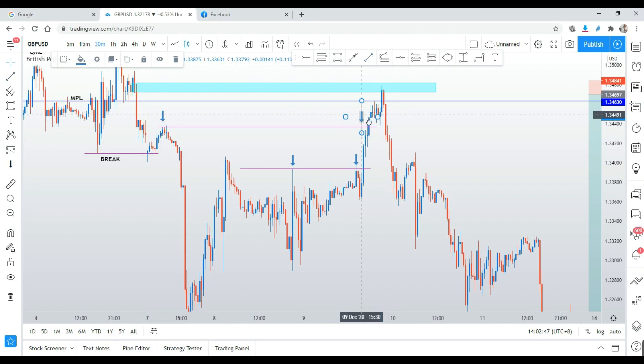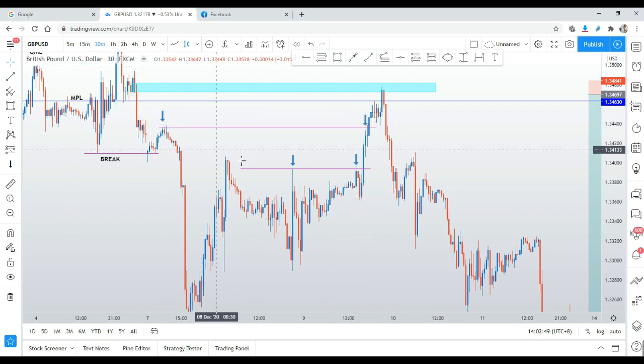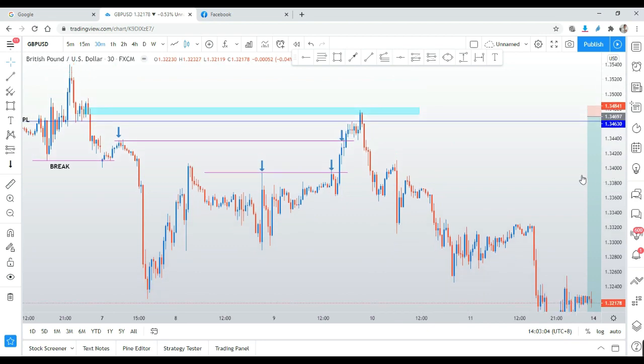So look at what I have labeled here. There is a lot of fake out, which means the big banks or the big players have gathered a lot of liquidity before the price goes back up here. So this is all I can share with you guys today.